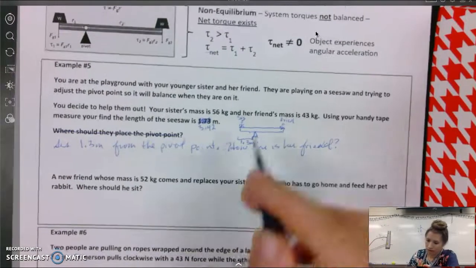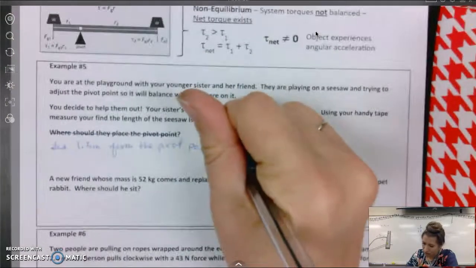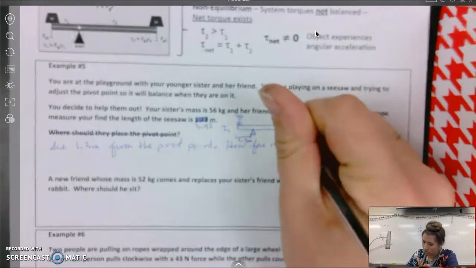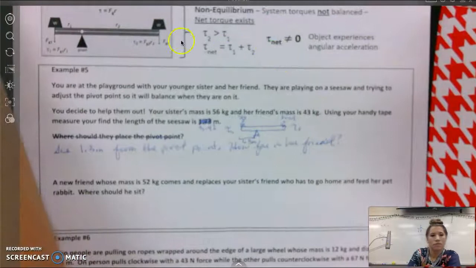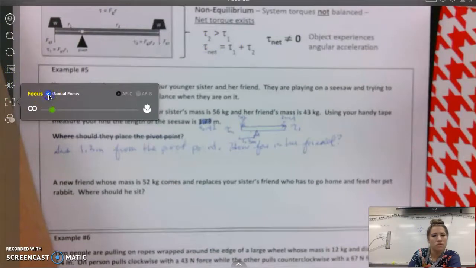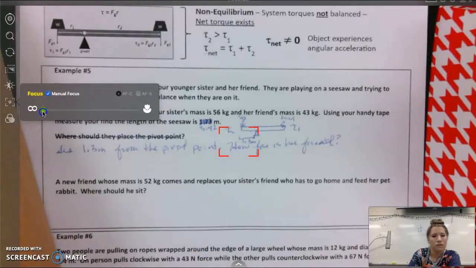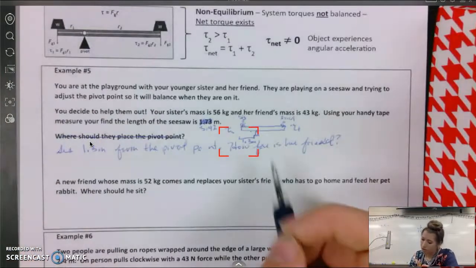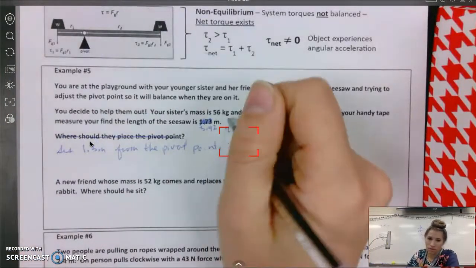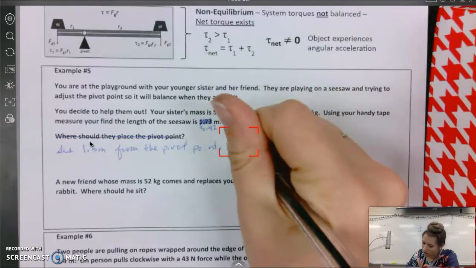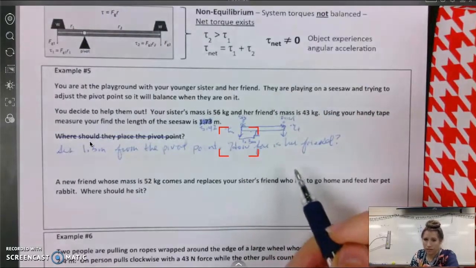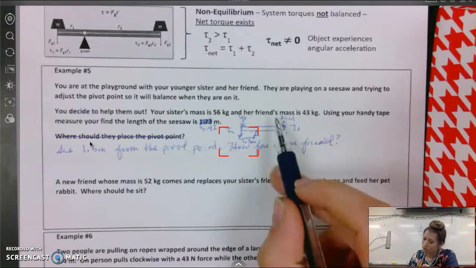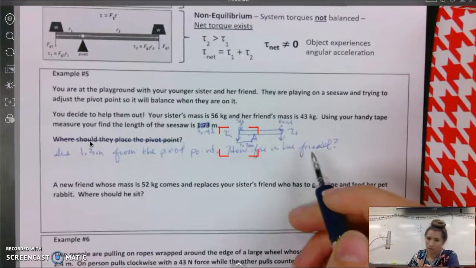So we have two torques acting here. We have the torque of the sister and the torque of the friend. See if I can get this to focus a little bit better. There we go. Okay, so we have the torque of the sister and the torque of the friend. And we have a force due to gravity of the sister and a force due to gravity of the friend, and that's what's causing that torque. Now we can solve a couple things here to help us solve this.